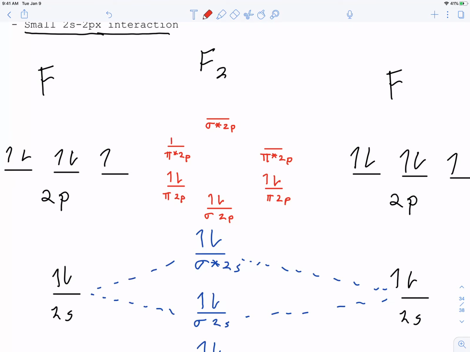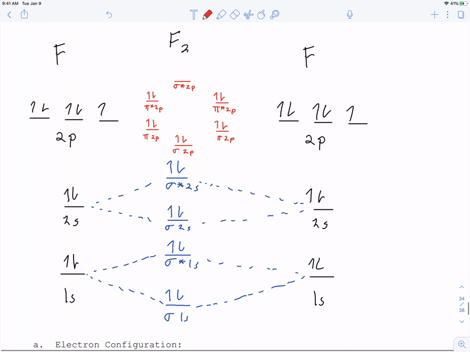So we're going to put an electron here and here. Okay, so that takes care of 2, 4, 6, 8. We have 2 more electrons. So we're going to go ahead and fill up the pi star 2p on both sides. That's the molecular orbital diagram for F2.